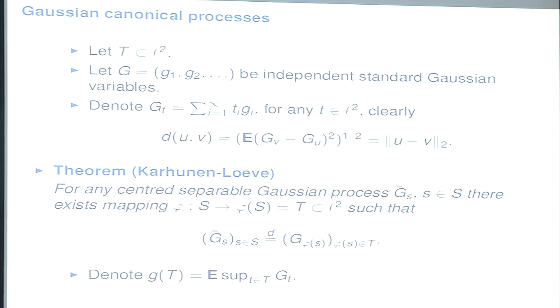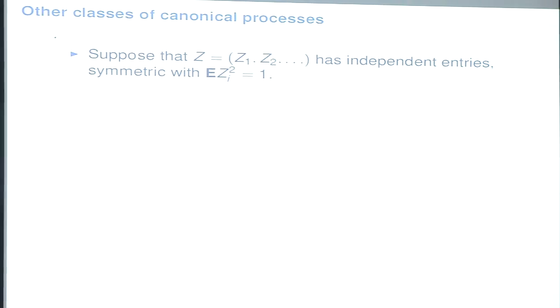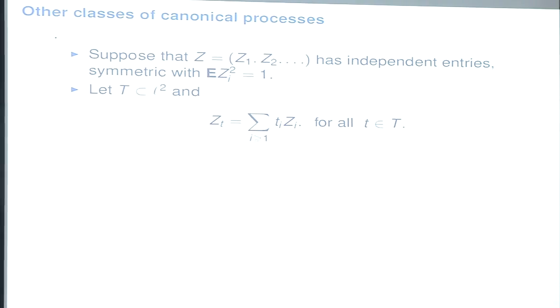And obviously, our quantity of interest here is the expectation of supremum. And in a similar way, we can construct canonical processes for random signs. And once again, this is the important thing to estimate. And in the most general case, maybe general in the world of independent random variables, are canonical processes where we can simply, for simplicity, assume that all the variables are symmetric and of variance equal 1.